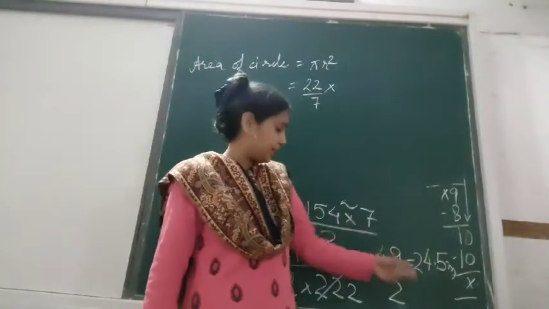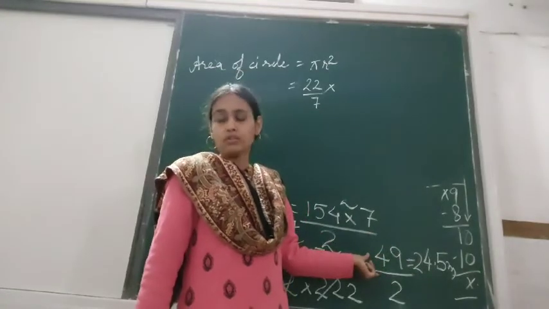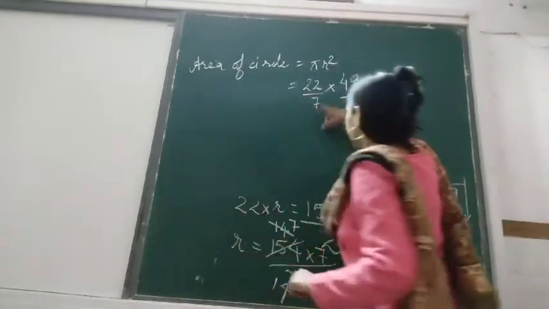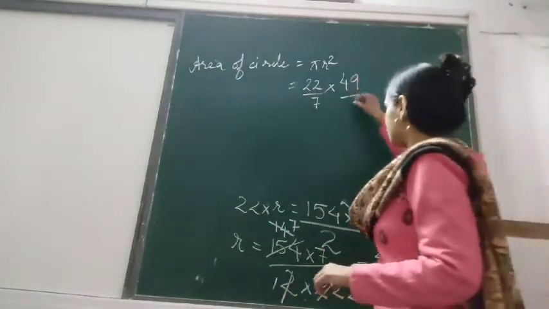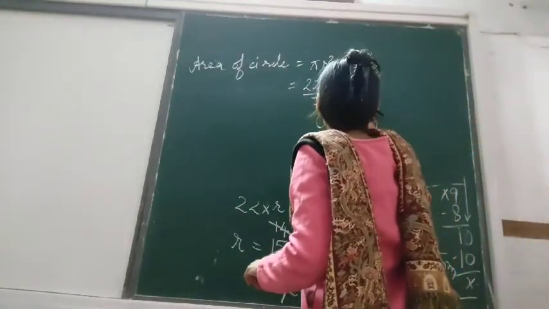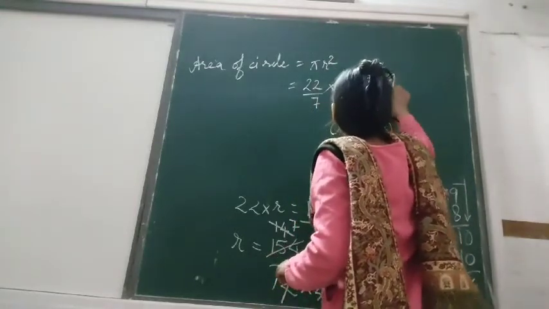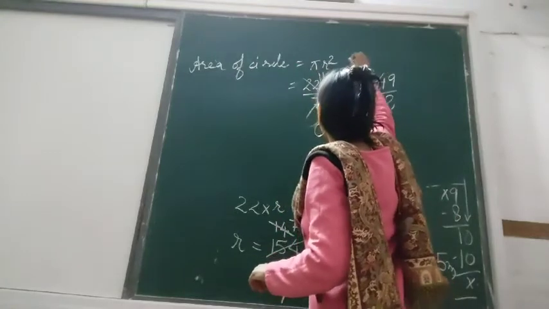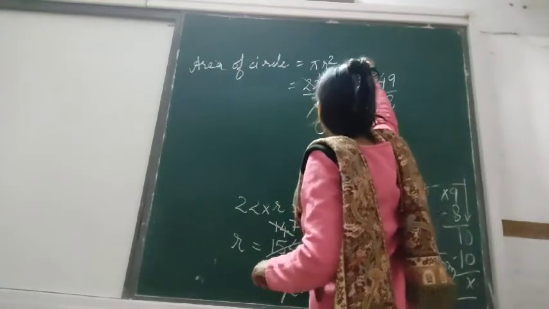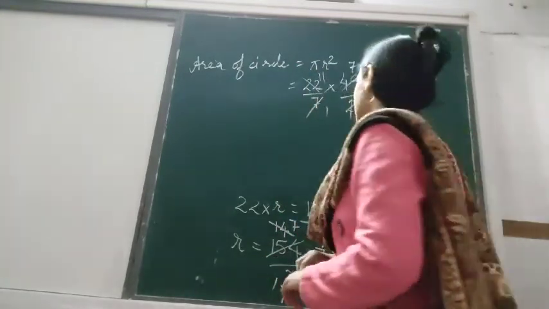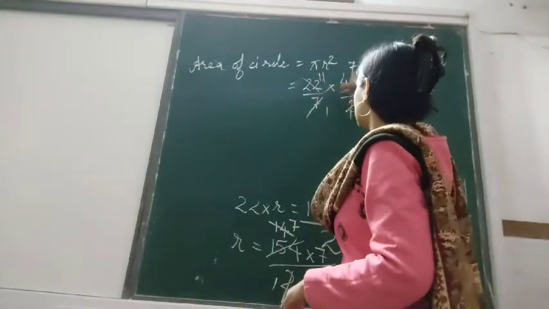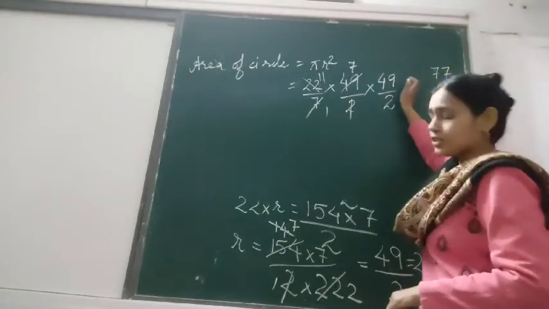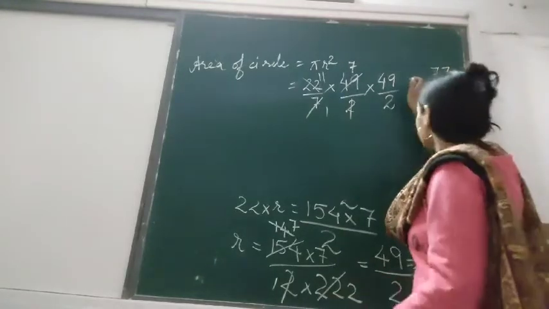Children, if you want, you can take this 49/2 also as your radius, because this will help you cut the numbers. So 2 and 22 get cancelled, 7 and 49 get cancelled. Now what is left over, we write: 11 sevens are 77, 77 into 49. I think we have done such a question before also, just now, today only.